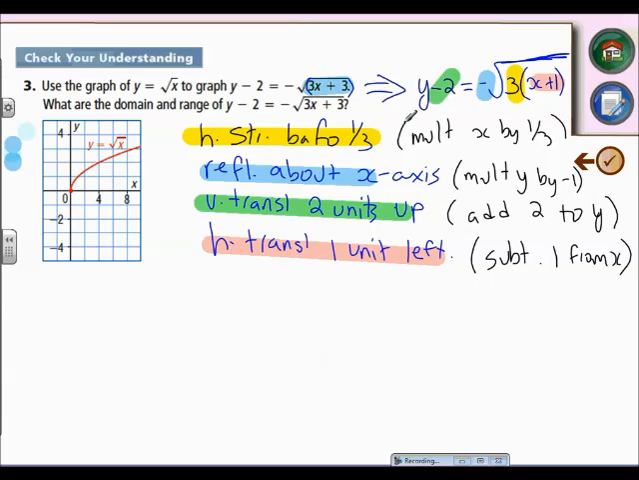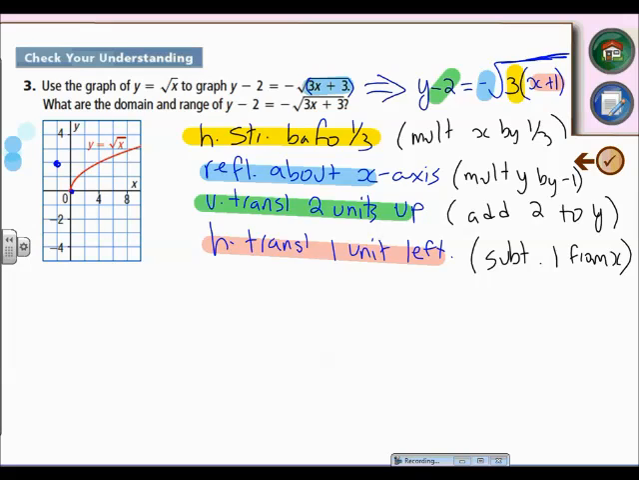Okay, so let's take the point 0 and 0, multiply the x by 1/3, still 0 and 0, multiply the y by -1, still 0, 0, and 2 up, 1 left. So 2 up, 1 left. Plop it right there. Let's take another point. Let's try this point. It's 4 and 2. Multiply the x by 1/3.